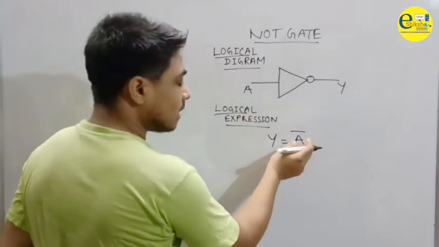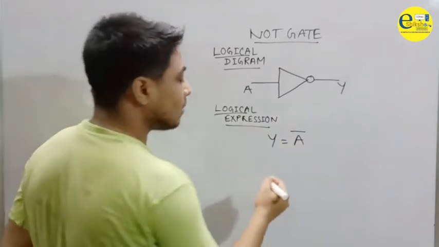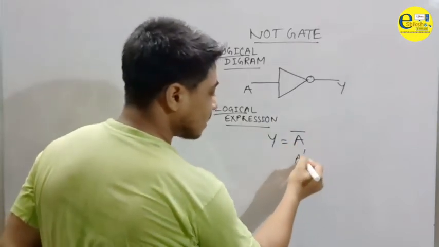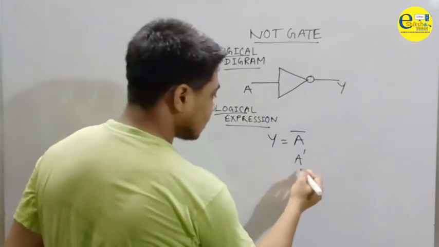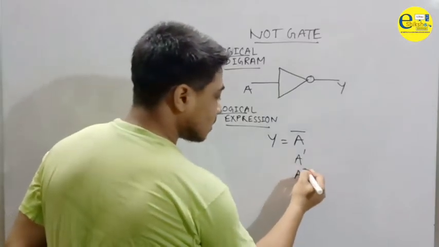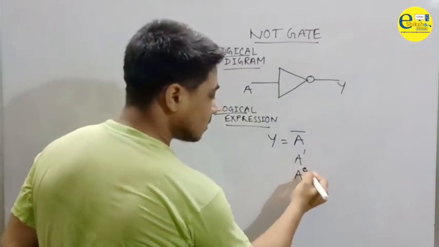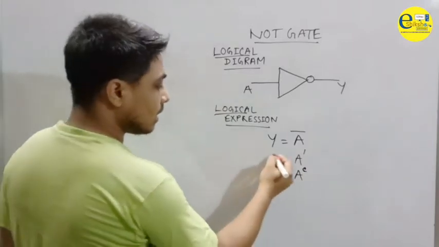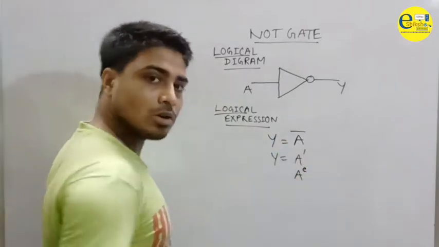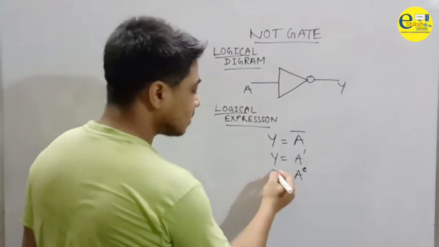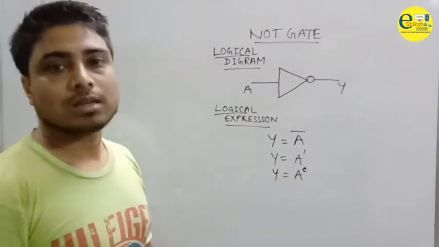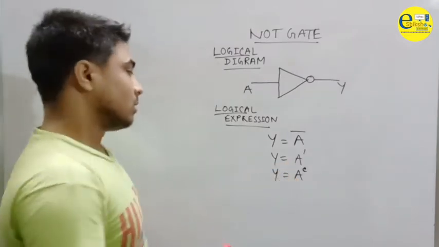This complement notation can also be written as A dash or A's complement. We can write it like this: either Y equal to A bar, or Y equal to A dash, or Y equal to A's complement.